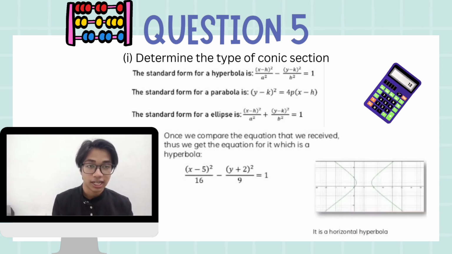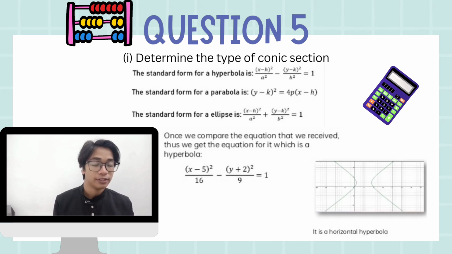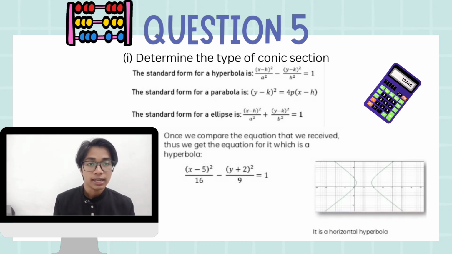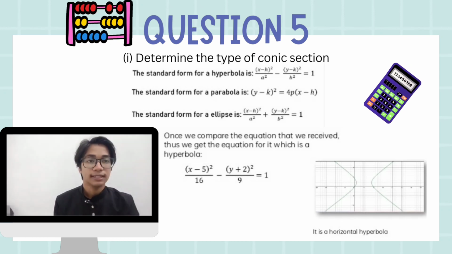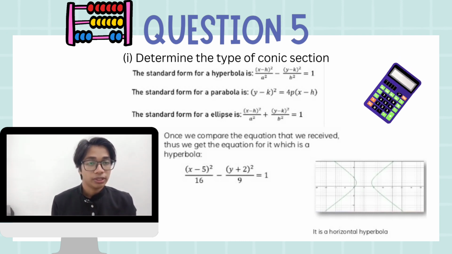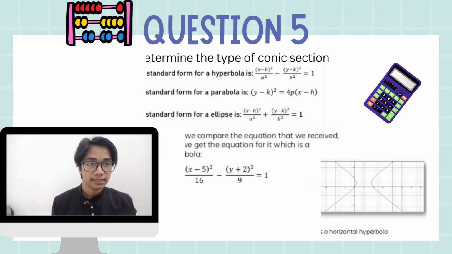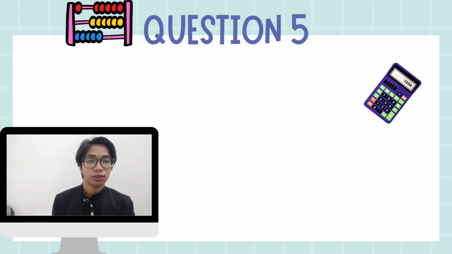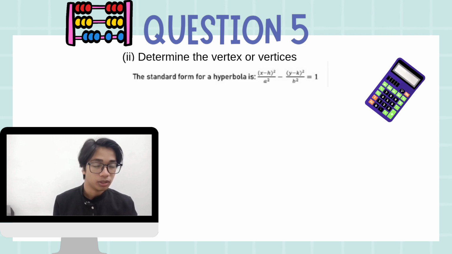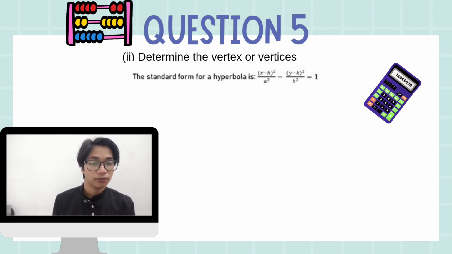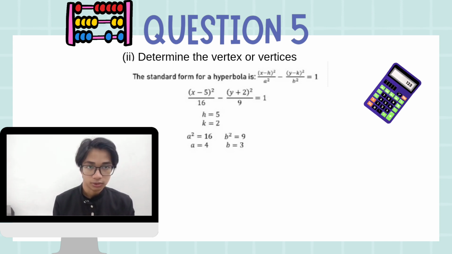And it is a horizontal hyperbola because the first term that we get here is x squared, not y squared. If it is x squared first, then it is a horizontal hyperbola. The standard form for a hyperbola is x minus h squared over a squared minus y minus k squared over b squared equals 1. After we compare the equation with the standard form of a hyperbola, we can get the values of h, k, a, and b, which are h equals 5, k equals 2, a equals 4, and b equals 3.